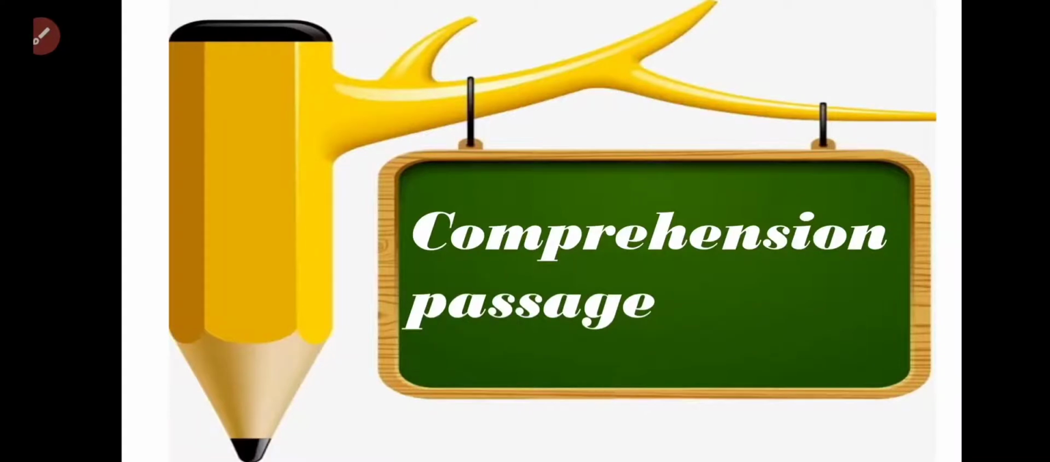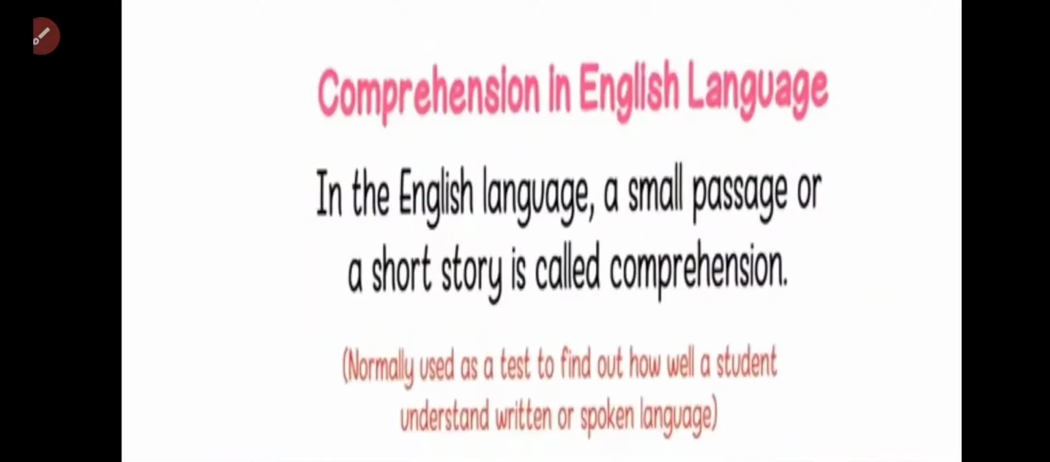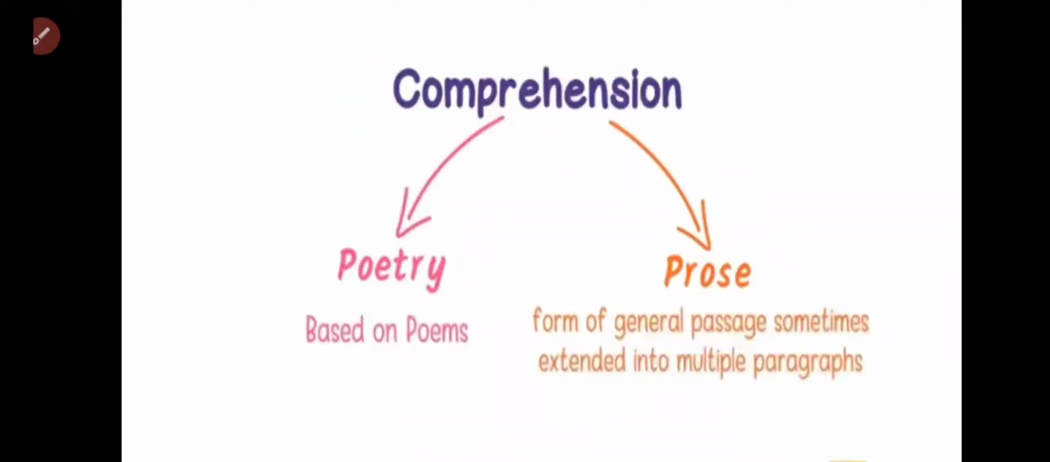Now, what was that? That's called a comprehension passage. What is a comprehension passage? In comprehension, there is a paragraph and questions related to it, and you have to give the answers. In the English language, a passage or a short story is called a comprehension, like what I have shown you. Here we have two types of comprehension passages, poetry and prose. Poetry is based on poems. A passage taken from a poem will be a poetry comprehension passage.